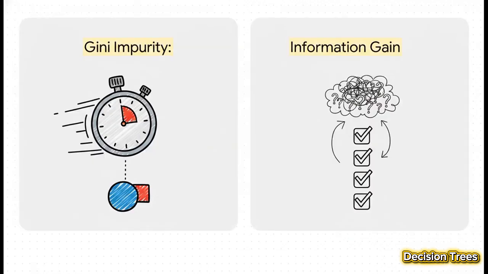Now, Gini is super common because it's fast for computers to calculate, but it's not the only way. There's another method called information gain, which is based on a concept from physics and information theory called entropy, basically a measure of randomness. The goal is the same: find the question that gives you the most information, the one that reduces uncertainty the most. And honestly, most of the time, both methods end up picking the very same question.